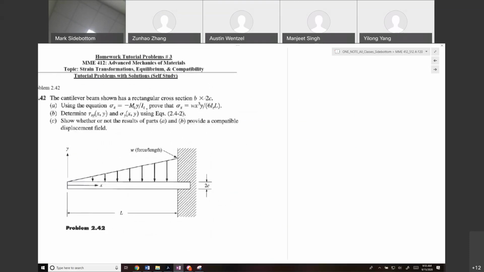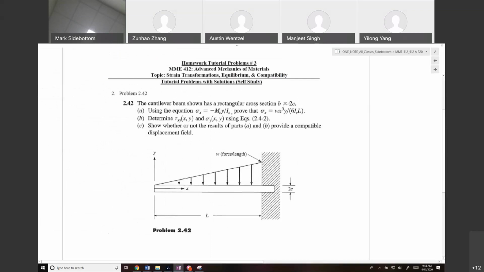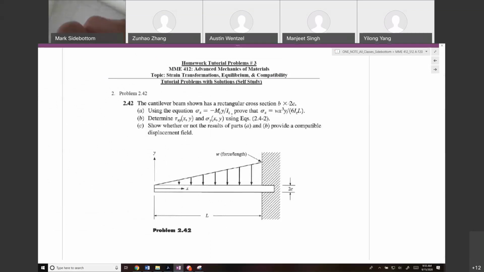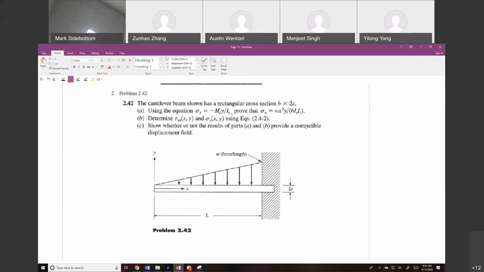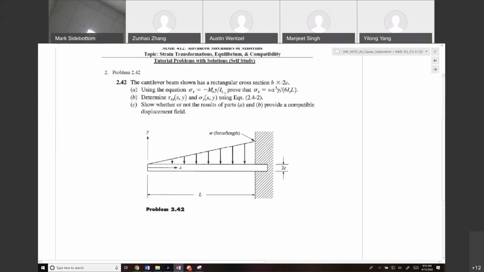All right, so the last problem deals with the equilibrium conditions and the compatibility conditions. So we're just going to go through each of the steps here. We're going to start with part A, which asks you to use the following equation for the stress along the x-axis for a beam with transverse loading to prove that sigma x is equal to this equation here.